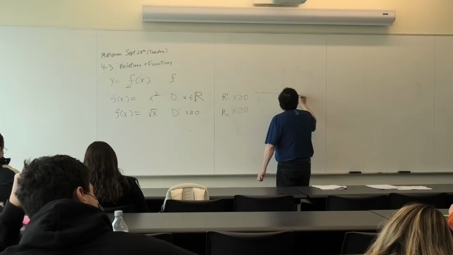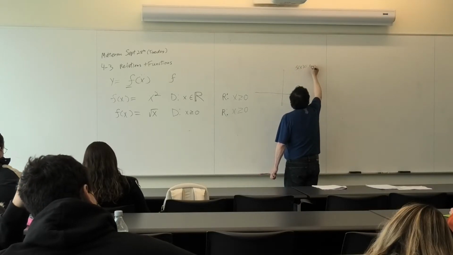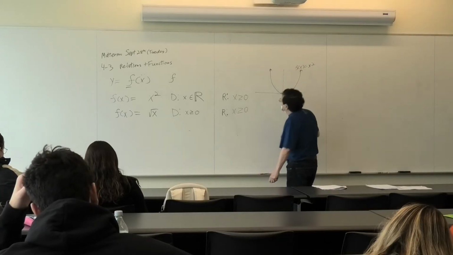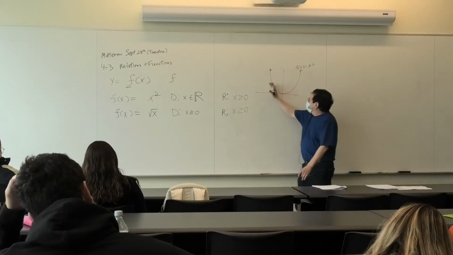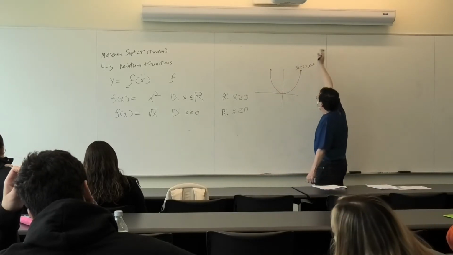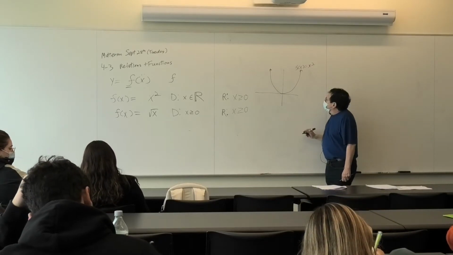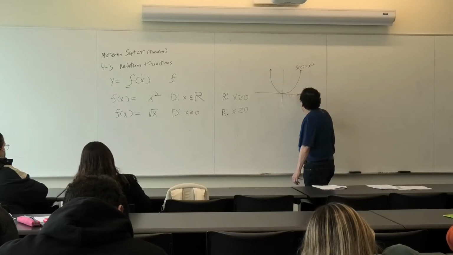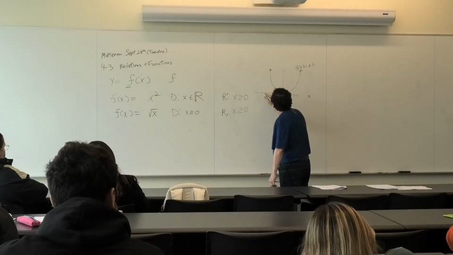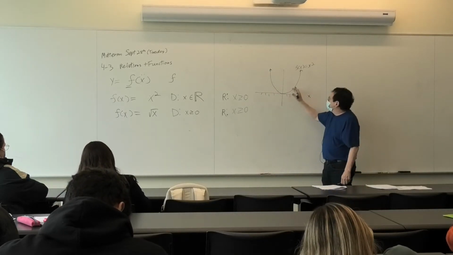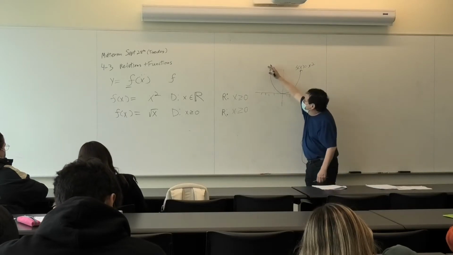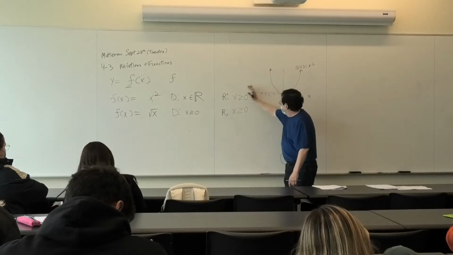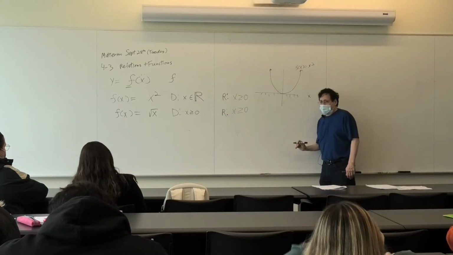If I were to graph f of x equals x squared, you might have run into this before. It's a parabola, right? In this direction it goes up, this direction it goes up. So the domain is these x values that I can plug in. I can find some point on the line. It's all real numbers, right? I can go in this direction or this direction. It's all the x values.